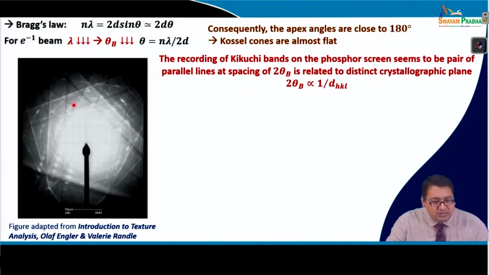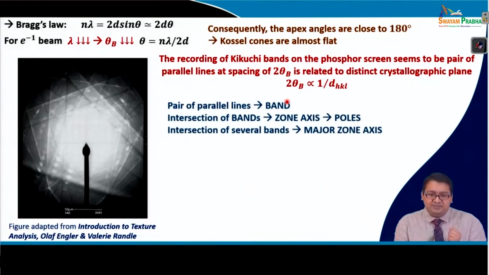So, this is 2 theta B for a certain HKL plane, and this is another 2 theta B for another HKL plane. So, from the thickness of the band, one can find out which HKL plane it is coming from, because from this formulation, 2 theta B basically is inversely proportional to d HKL, right. So, it is inversely proportional to the lattice spacing of the planes, right.